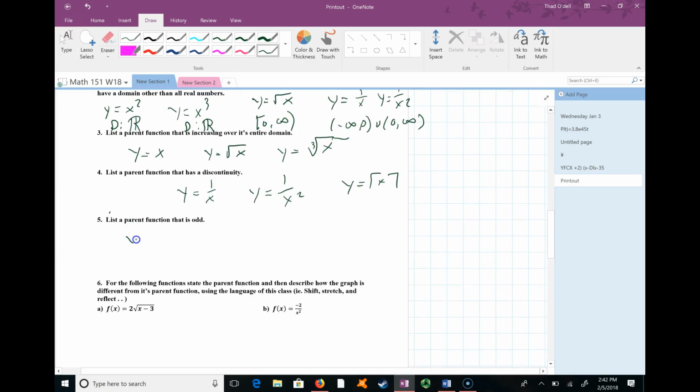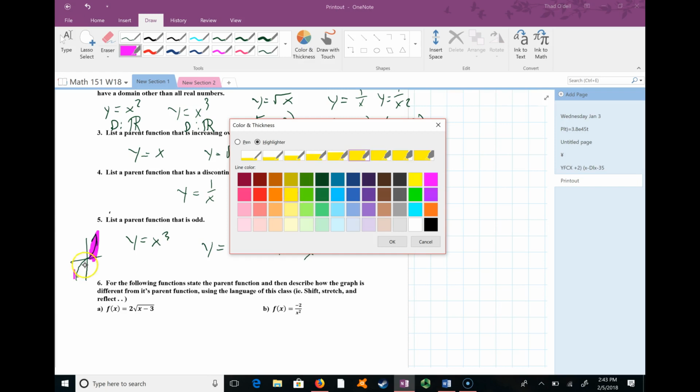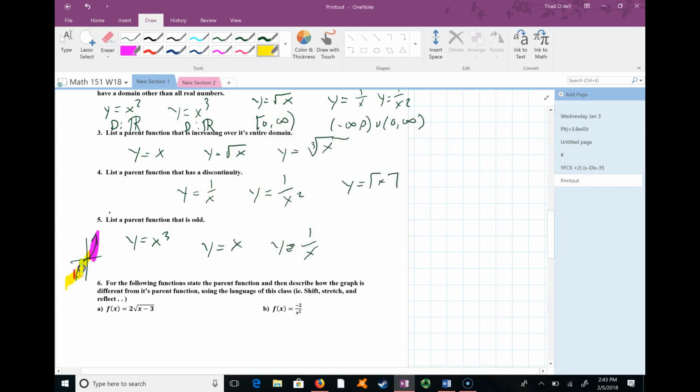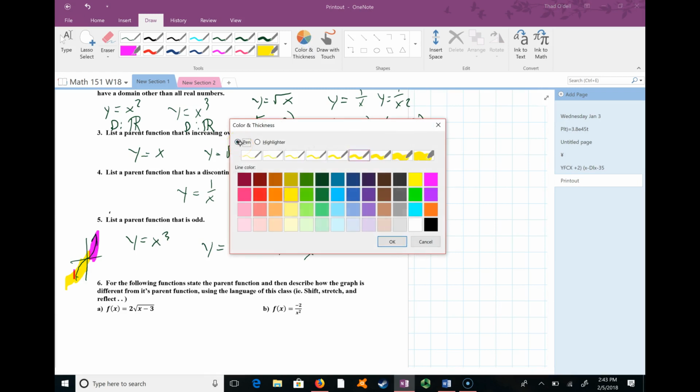List a parent function that is odd. You could have said y equals x cubed, or y equals x, or y equals 1 over x. Those are all odd functions. Remember, odd function means that it looks like, for example, x cubed. If I were to rotate it about the origin, in other words, spin it, this piece here would end up down here. And the yellow side would end up where the pink side is. So that means that it's odd.